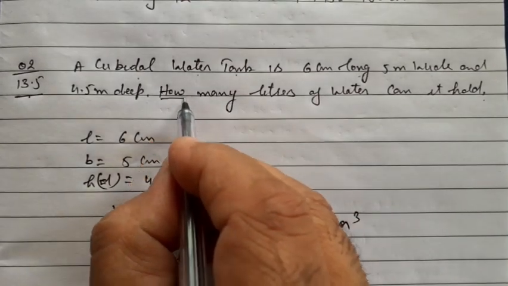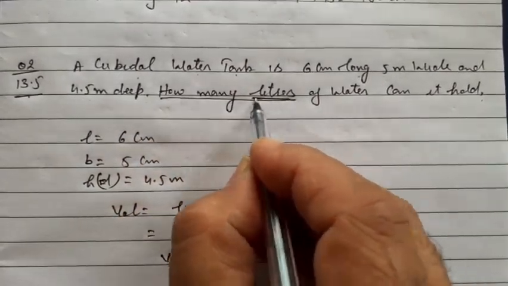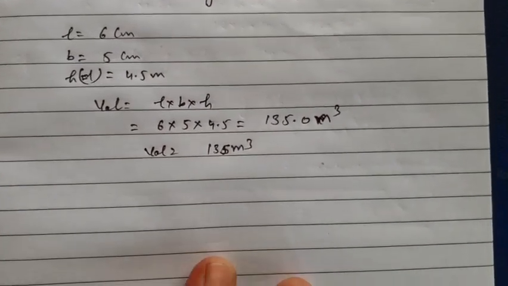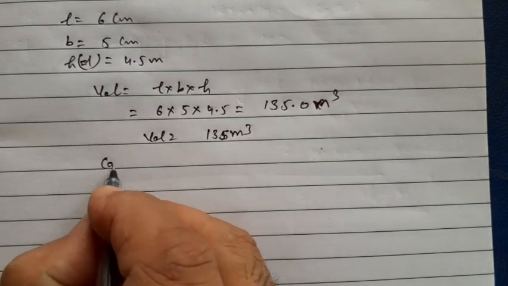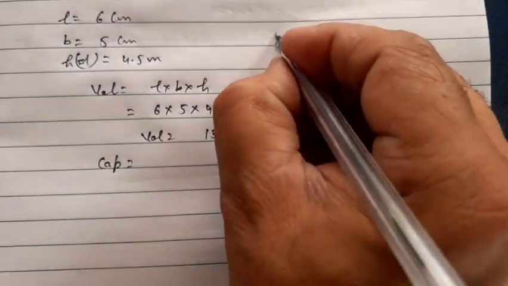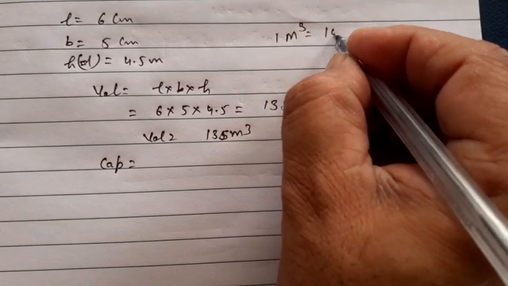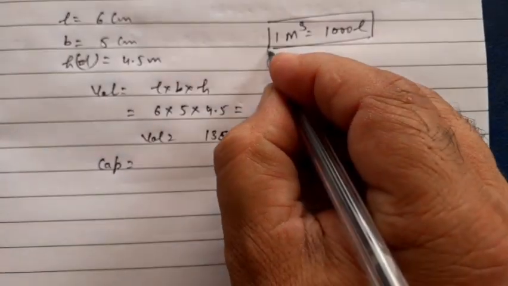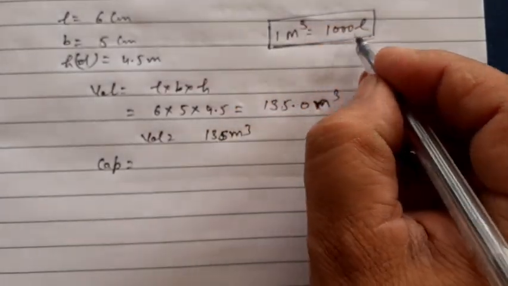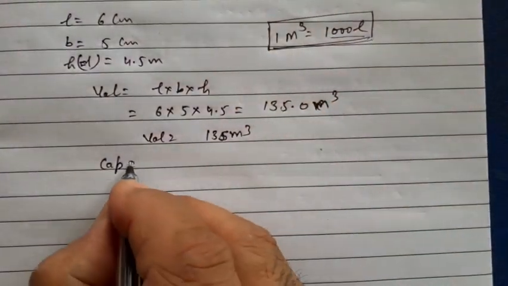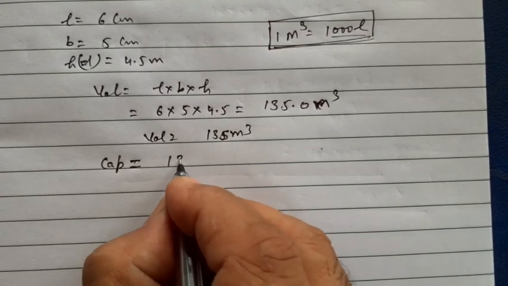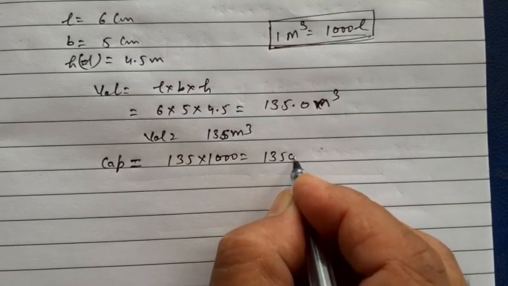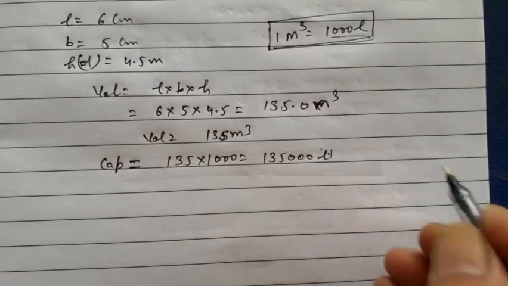So volume is 135 meter cube. Here they are asking how many liters. We have to give the answer in liters. It means we have to tell the capacity of this tank. So capacity means 1 meter cube is equal to 1000 liter. So to convert meter cube into liter, 1 meter cube has 1000 liters. So capacity will come in liters. So 135 multiply 1000, that is equal to 135000 liter.